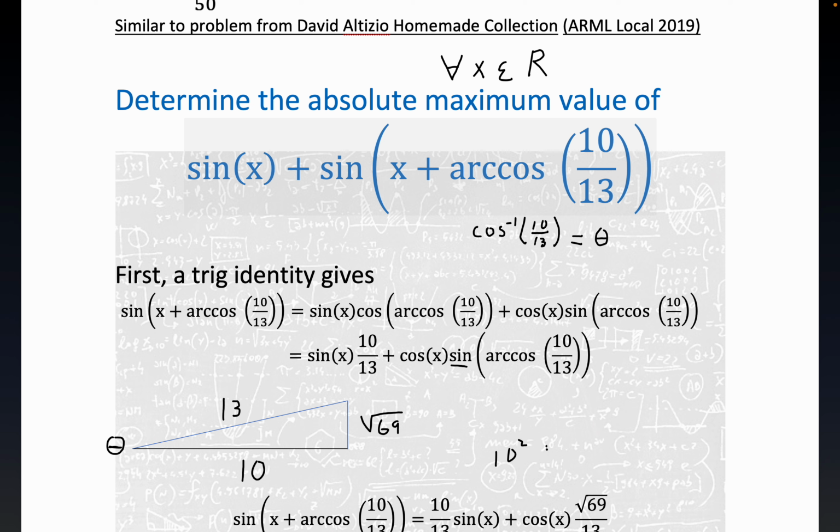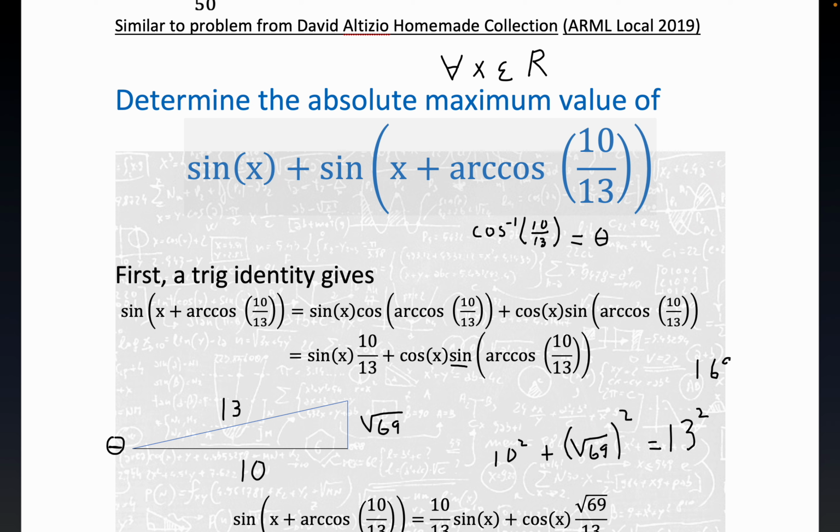plus the square root of 69 squared is equal to 13 squared. Practice competitors can just do this quickly in their head. If you've forgotten Pythagorean theorem, this is the reason why. And again, most of the people in competitions memorize all these squares. So 13 squared is 169. This is the same as 169, right?